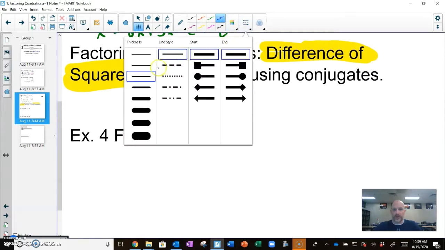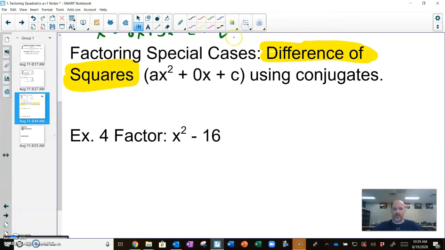Okay, so we're going to start off by realizing that these special cases are still standard form quadratics. The only difference is your value for b is 0. So you probably won't even see this x to the first term. It'll just be a squared term, and then some constant, kind of like example 4, where we're factoring x squared minus 16.